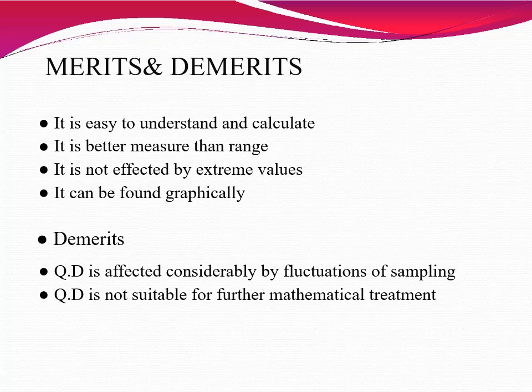The next that we are going to see is demerits. Quartile deviation is affected considerably by fluctuations of sampling. If there is something which is brought into the series, the results will obviously fluctuate. And the quartile deviations are not capable of further mathematical treatment because of fluctuations in sampling, and it only considers the lower quartile and the upper quartile. That is why this is considered not good for further mathematical treatment.